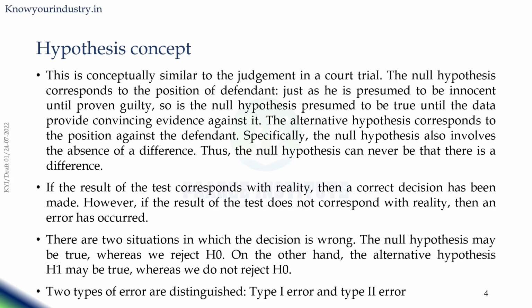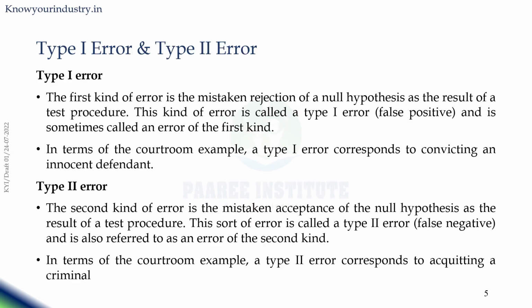There are two situations in which the decision is wrong. The null hypothesis may be true, whereas we reject H0. On the other hand, the alternative hypothesis H1 may be true, whereas we do not reject H0. In hypothesis testing, there are two types of error: type 1 error and type 2 error. What is type 1 error?